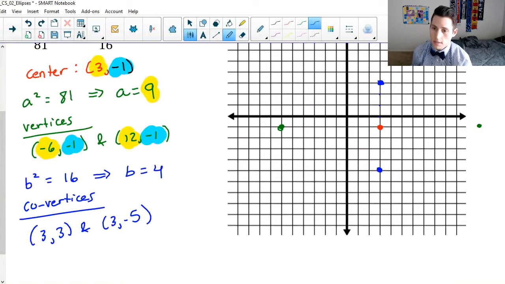So again, we can see this would be a very thin, narrow, horizontal ellipse. And we have to go through the horrifying step of trying to draw an ellipse. Best of luck to you all.